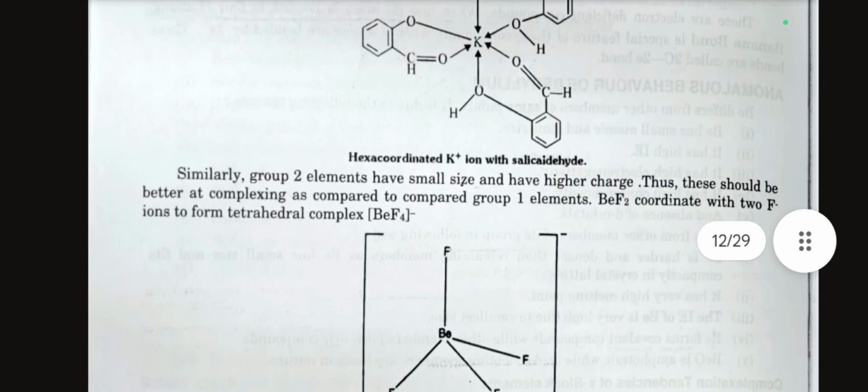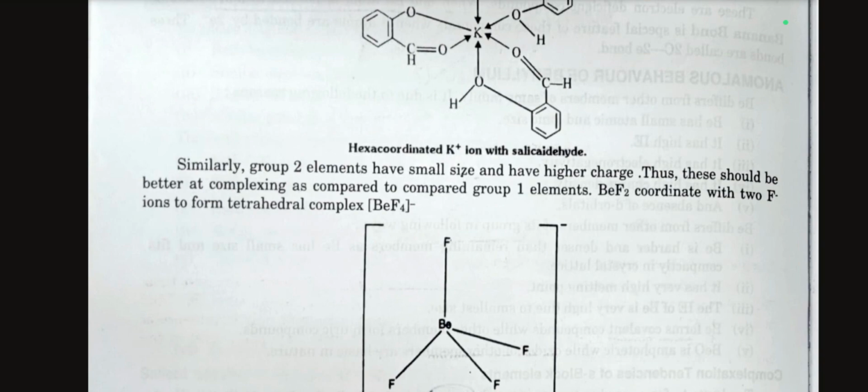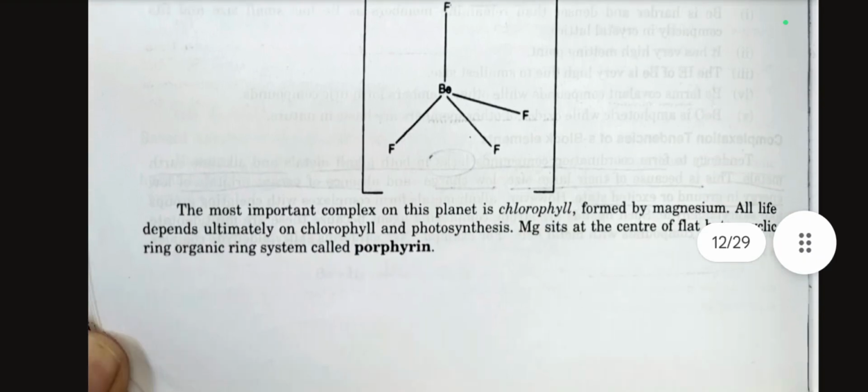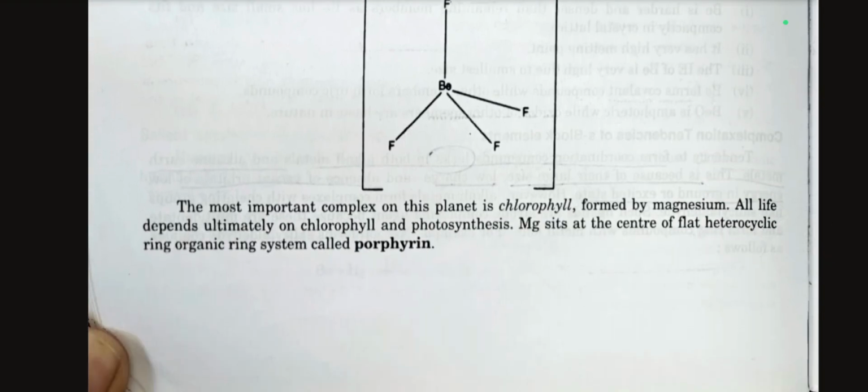Similarly, group 2 elements have small size and have higher charge. Thus, these should be better at complexing as compared to group 1 elements. Be coordinates with 2 fluoride ions to form the tetrahedral complex BeF4. The most important complex on this planet is chlorophyll formed by magnesium. All life depends ultimately on chlorophyll and photosynthesis. Mg sits at the center of a flat heterocyclic ring organic system called porphyrin.